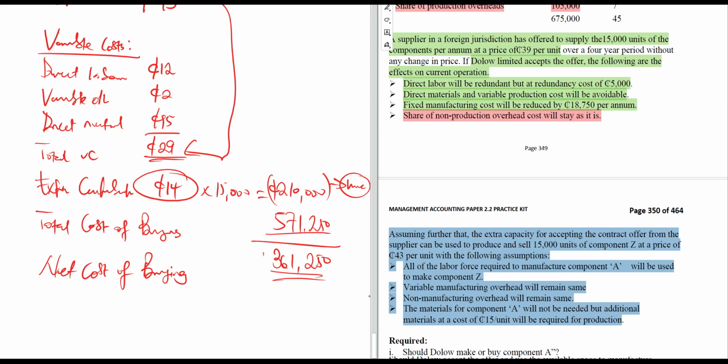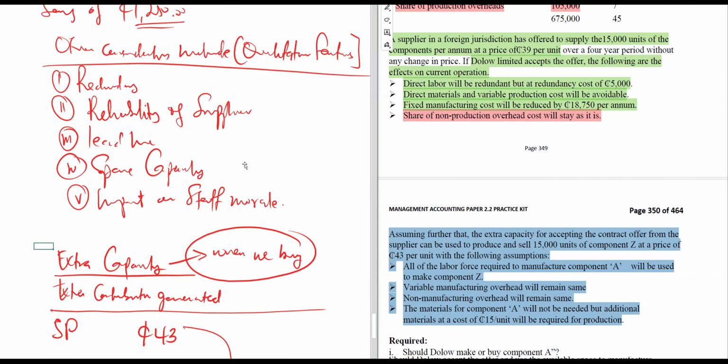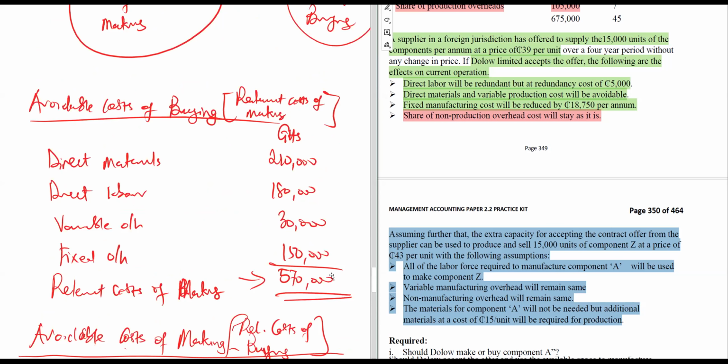Now comparing this to make, which is better? Buying, because buying will still give us an extra contribution of 210,000, which further reduces the cost of buying. So it is better to buy under this circumstance than to make, which came at a cost of 570.